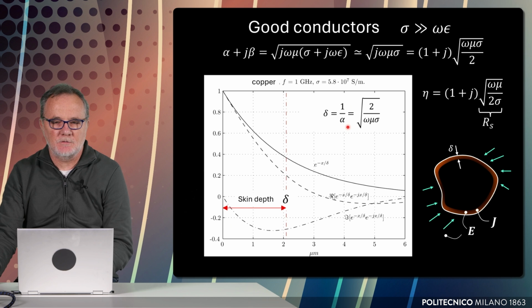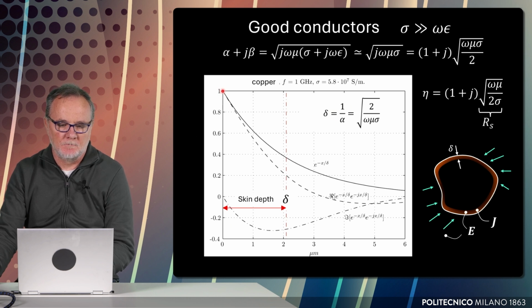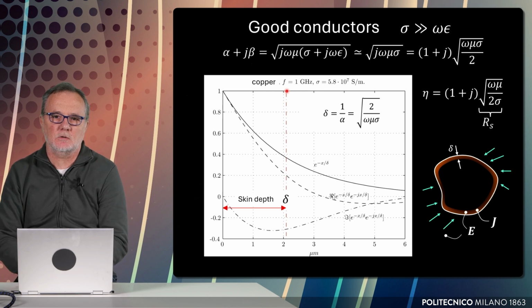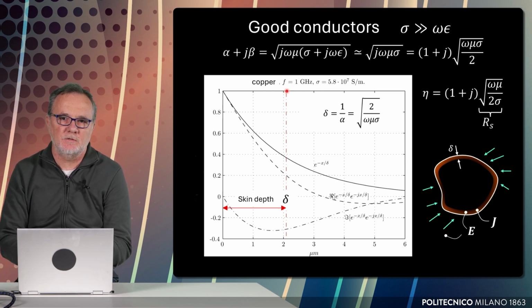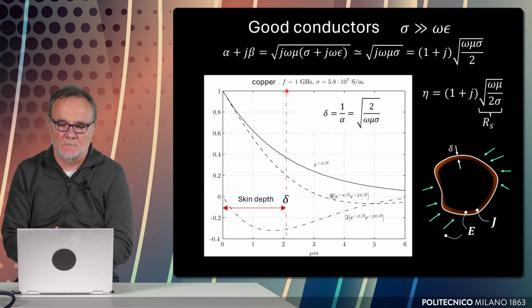Now the inverse of alpha is called skin depth, the depth of penetration. What we mean is that, looking at this picture, the area of this exponential function from 0 to infinity equals 1 times this length, delta, and this length is 1 over alpha. This means that we can think of the fields in a very good conductor as being confined to a very narrow region of thickness delta. Usually this skin depth, this thickness, is very, very small.